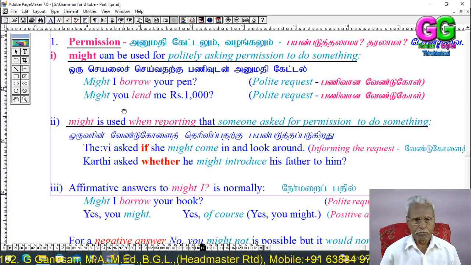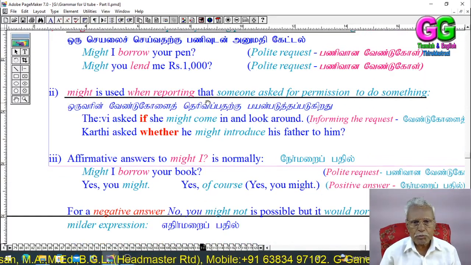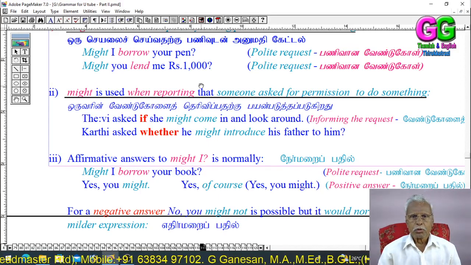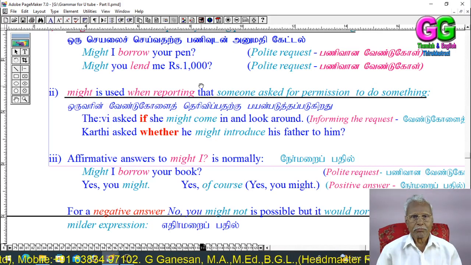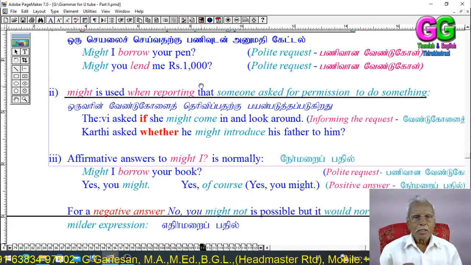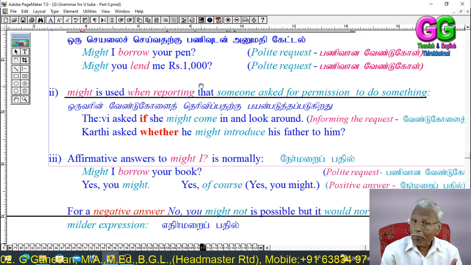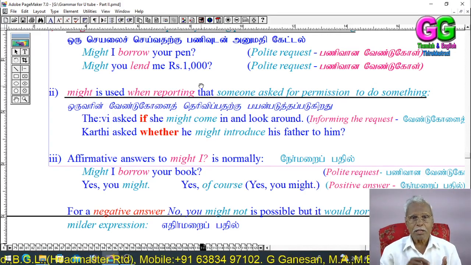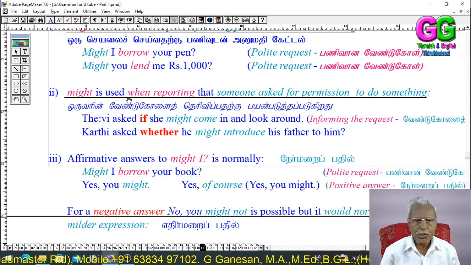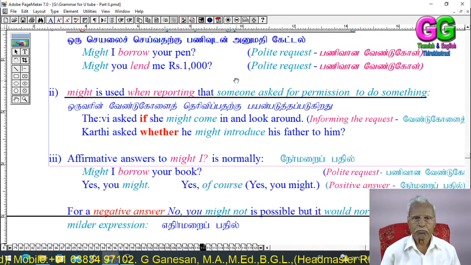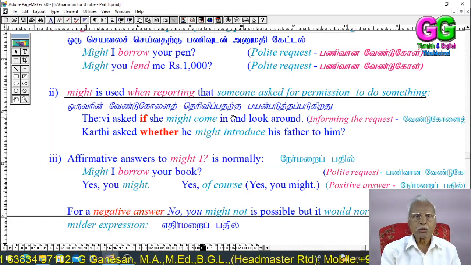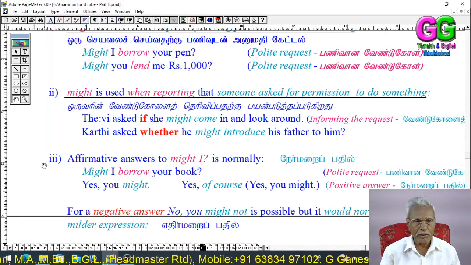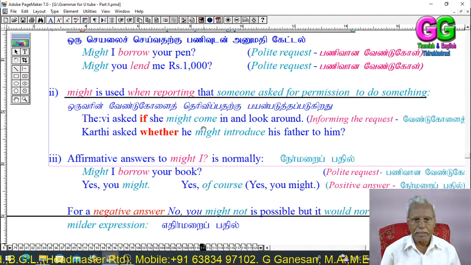Use one is permission. Second use: might is used when reporting that someone asked for permission to do something. That is, we can use might to report the wish of a person to do something, that someone is asking to do something. If you ask permission to do something, then you can use this might. For example, Devi asked if she might come in and look around.